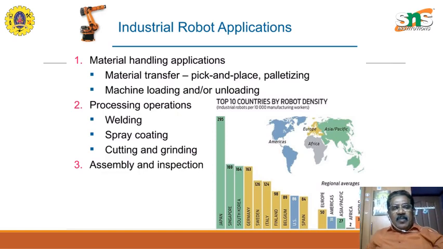There are robots for different kinds of processing operations. One is for welding; in welding, you can even use it for underwater welding. Then you have spray coating. Definitely robots are used for spray coating, because otherwise the spray vapor gets into your nostrils, and that is very harmful. So it's better to use robots.